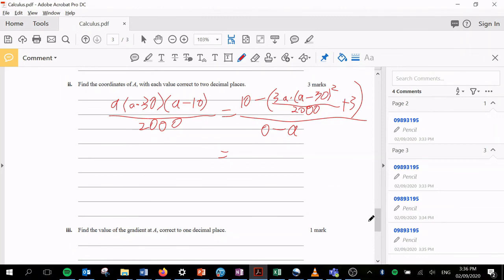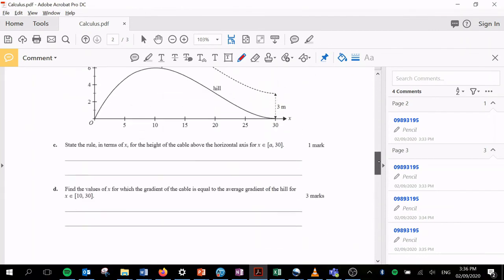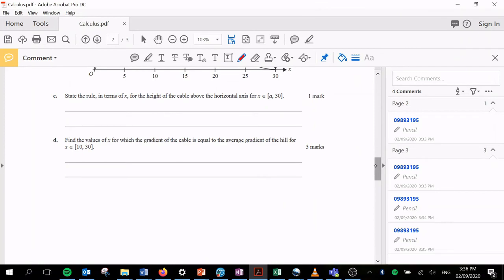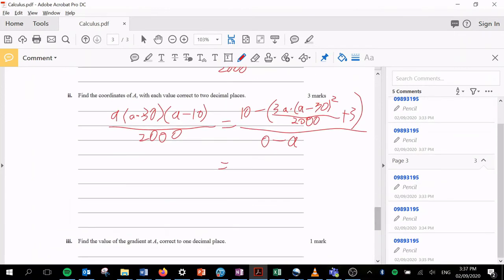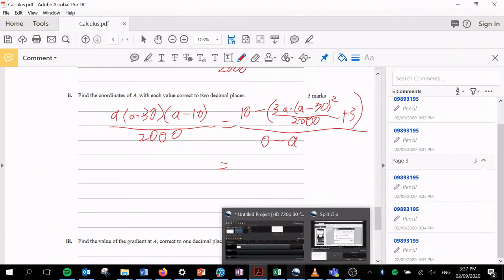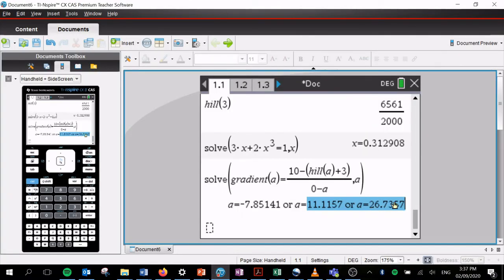But if we look back at our definition for the point A, back up here in part C, it tells us the height of the cable above the horizontal axis for x. If we look at it in the introduction here, we're told that 10 is less than or equal to A, which is less than or equal to 20. So A has to be between 10 and 20. Our solution that we have here, 26.7, that doesn't work. We can't have 26.73. So we're only allowed to use this middle value based on the stipulations for this question.